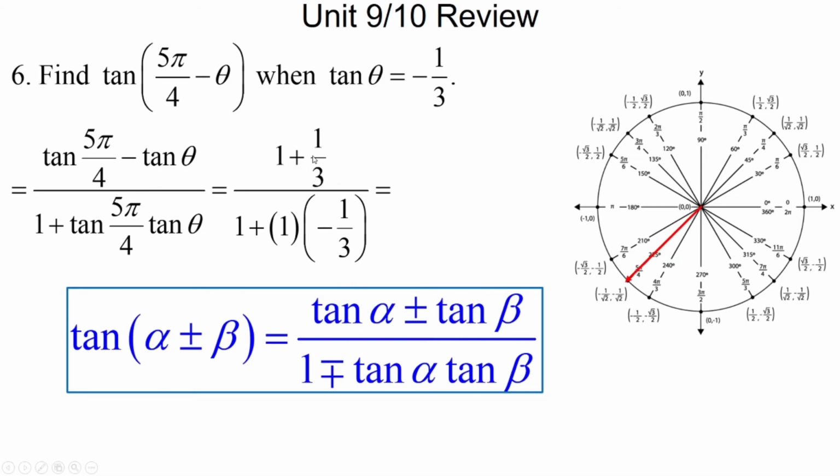So 1 plus 1/3, that's going to be a 4/3, and that's 1 minus 1/3, that's 2/3, equals, and my divisors of 3 would cancel, leaving me 4 over 2, which is 2. So tangent of 5 pi over 4 minus theta is 2, as long as tangent of theta equals negative 1/3.